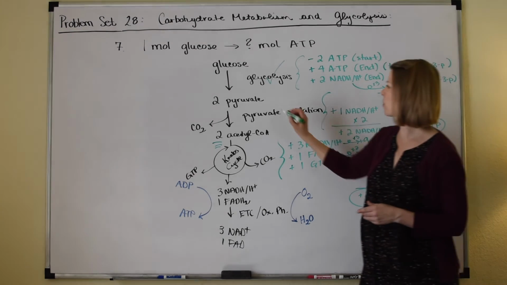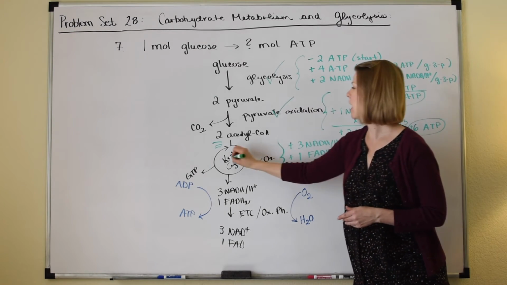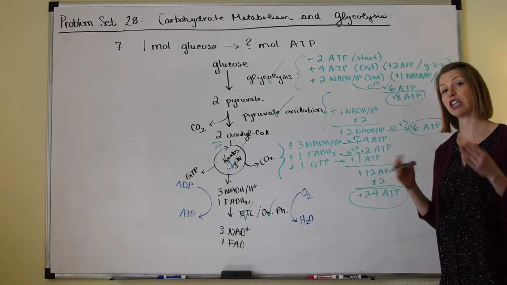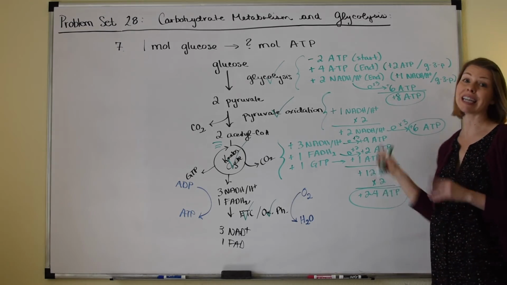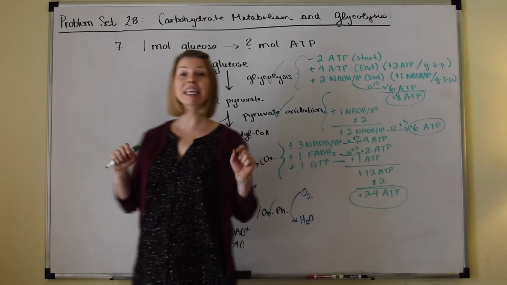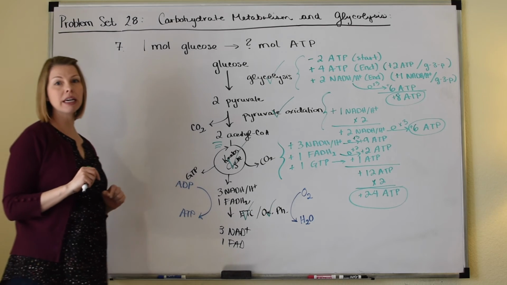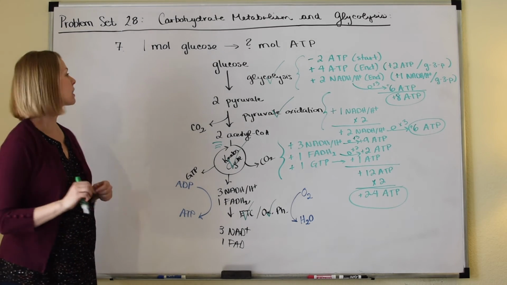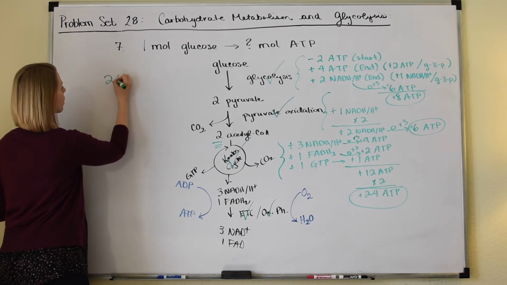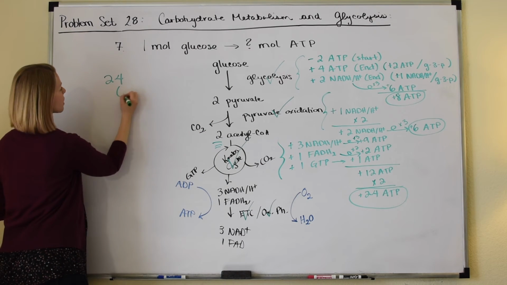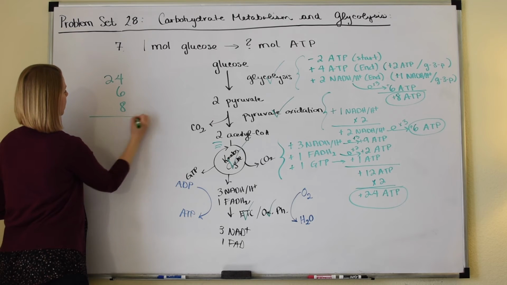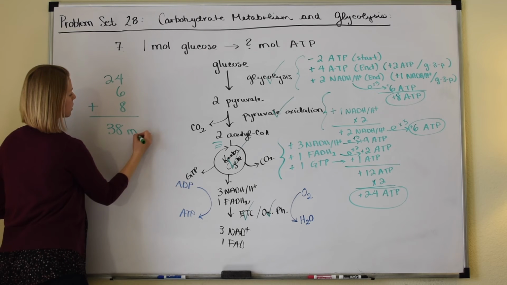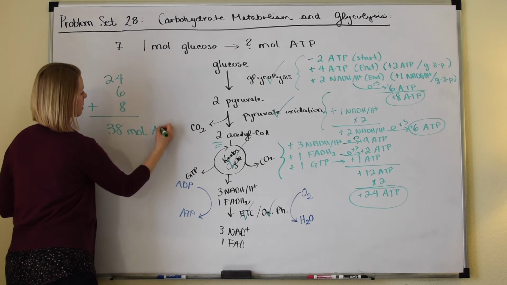So we talked about pyruvate oxidation, and we talked about the Krebs cycle, and we did the electron transport chain and oxidative phosphorylation as we went along. So now we're ready to add them up and see what our net yield of ATP will be from that 1 mole of glucose being completely catabolized. Okay, so we've got 24 and 6 and 8. So that's 38 moles of ATP.